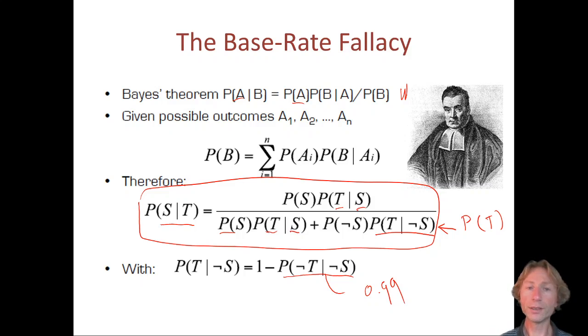So let's see. We know this one, that's 0.99. We know this one, that's 0.99. We know the probability here again, 0.99. We know this one here, 1 in 10,000. Here it is also 1 in 10,000. We now know all the numbers, and we can start filling them in.